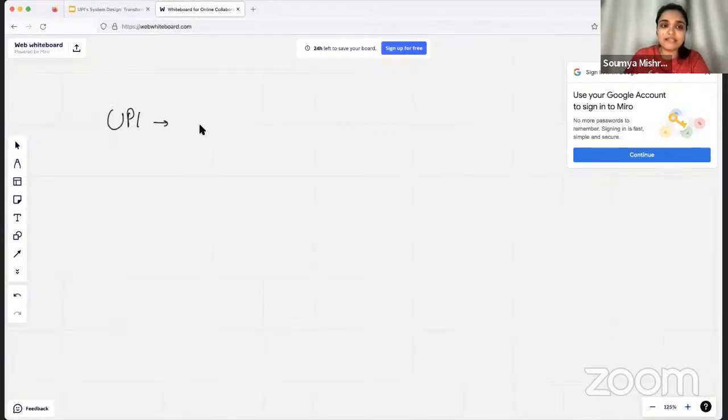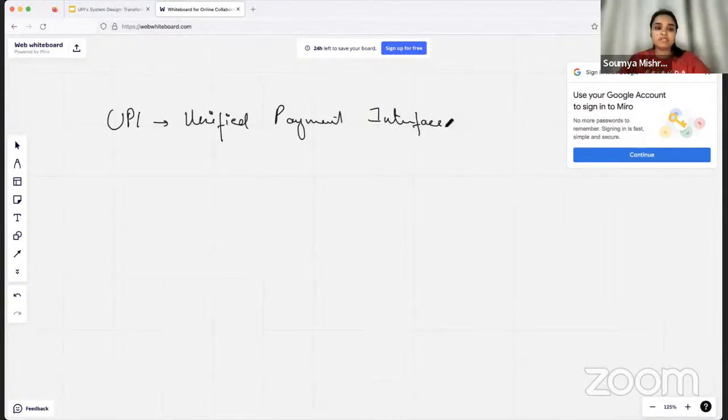Yes, it is Unified Payment Interface. But what do I mean by these terms? Unified Payment Interface. Okay. What is meant by all of this? So earlier, when we did not have UPI, how did you guys transact money? Anybody? How did you transact money before UPI came into existence?